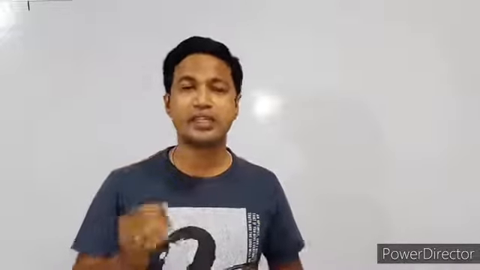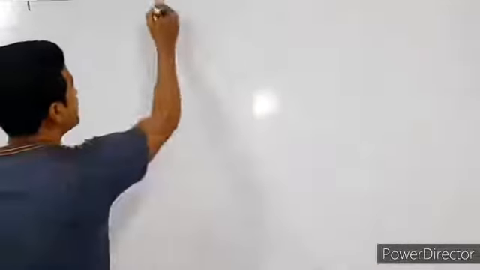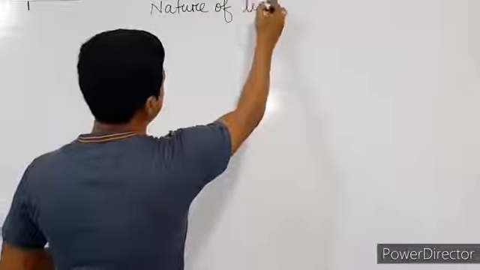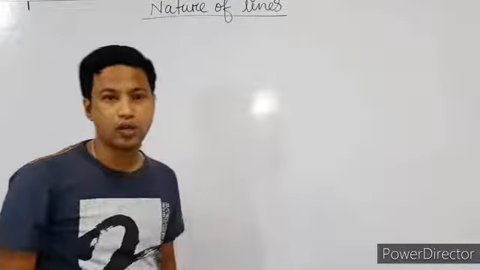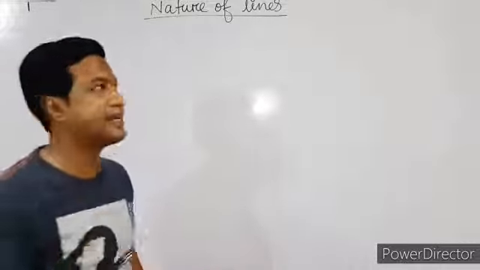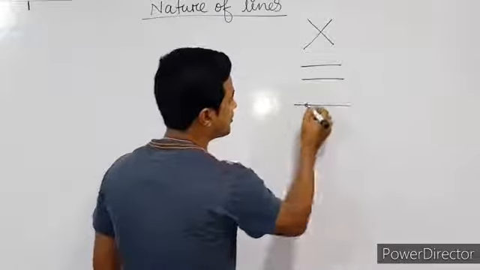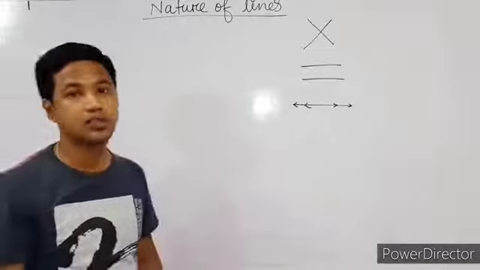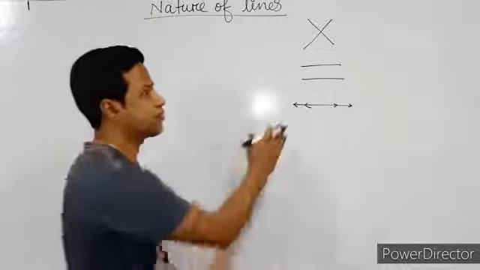This can be easily observed by a topic. The name of the topic is nature of lines. What is this topic all about? In nature of lines, before plotting the graph, we can easily identify whether the lines will be intersecting, parallel, or coincident. This is a very important topic. So let's begin.